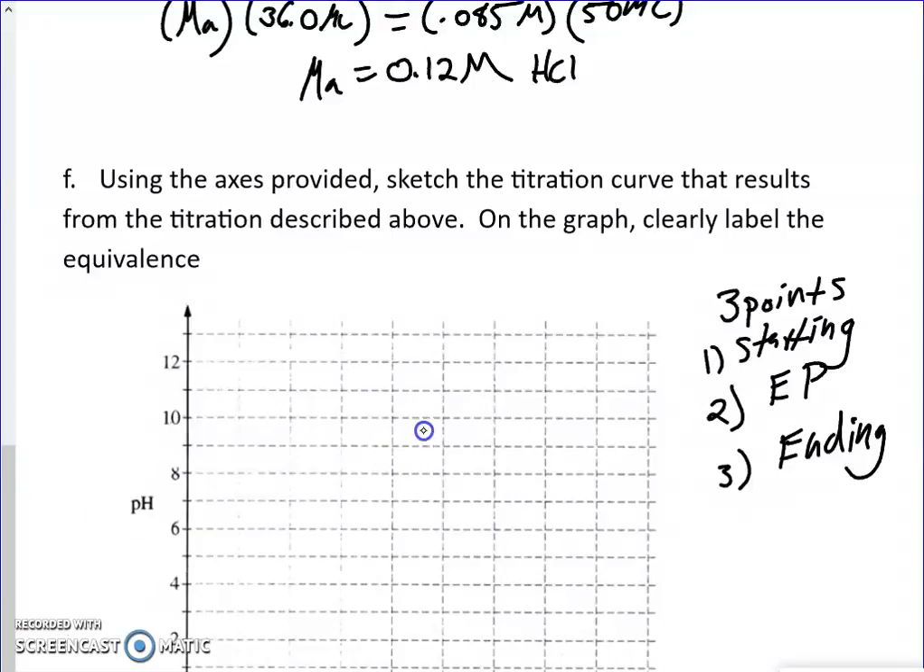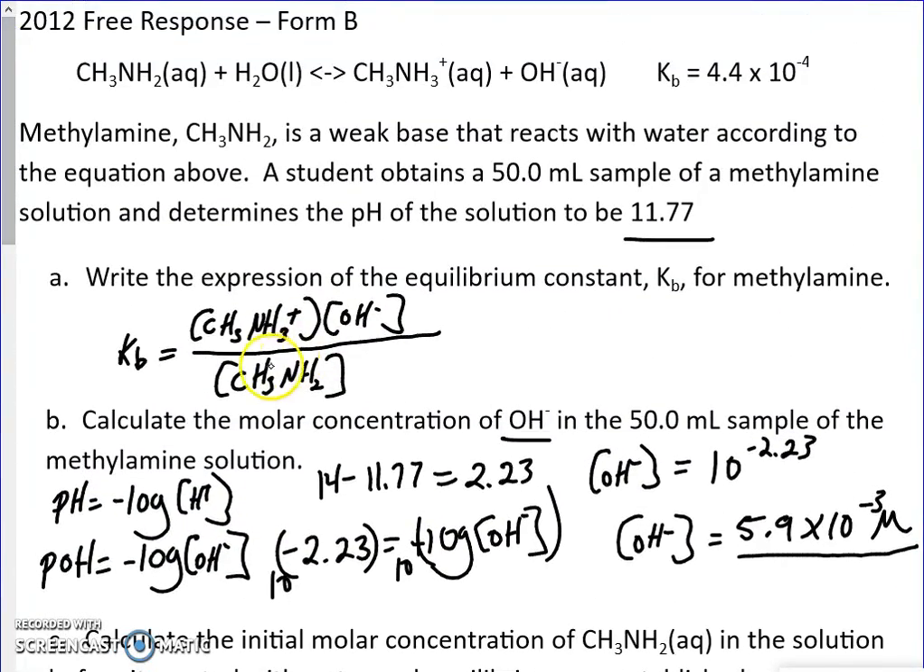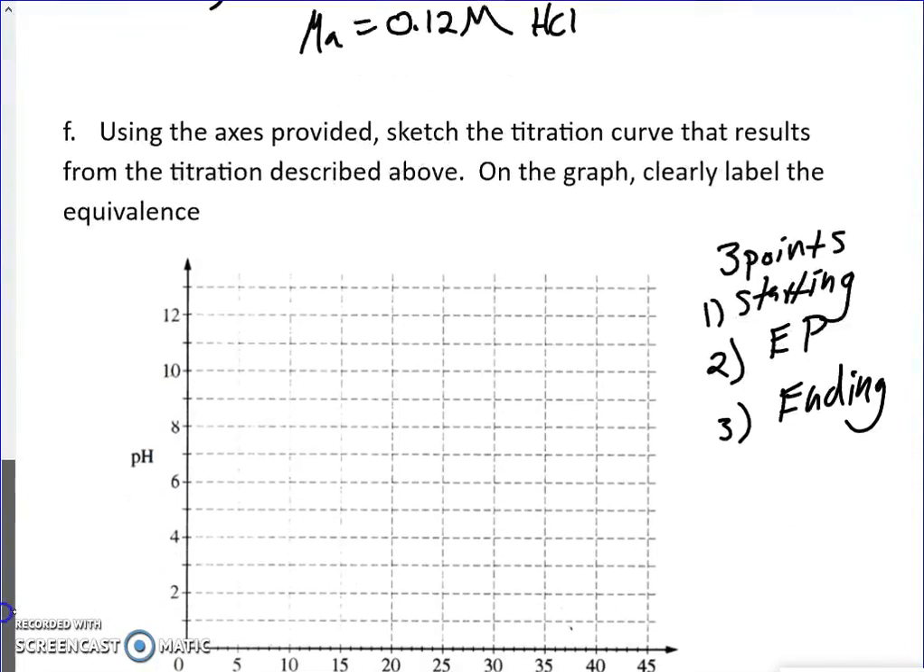So guess what? They've given you all the information you need. You just have to go back up and grab it. Our starting point is before any titration occurs, meaning we just had the methylamine. Guess what? They give it to you. It's 11.77. Let's go back down and mark that. All the way back down, 11.77. So somewhere around here is our starting point. And let me grab a different color so you can see that a little better. Let's use red. Somewhere about right here.